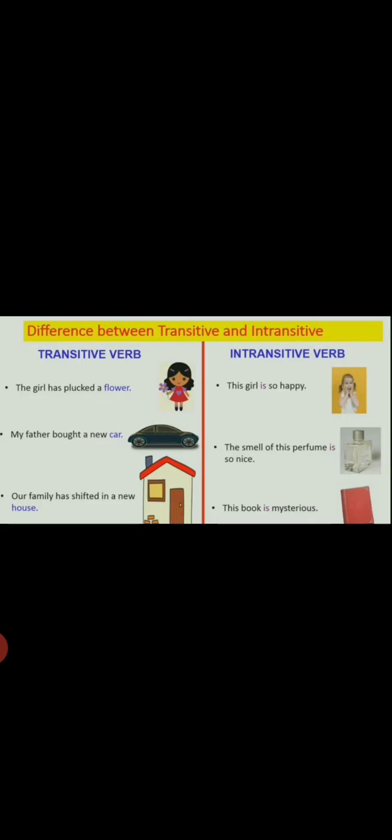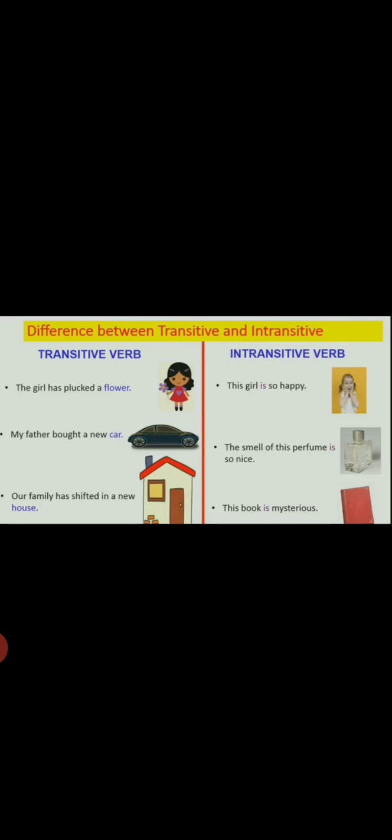Next one is difference between transitive and intransitive verb. The girl has plucked a flower. My father bought a new car. Our family has shifted to a new house. All these are transitive verbs. And then intransitive verb: this girl is so happy. The smell of this perfume is so nice. The book is mysterious.